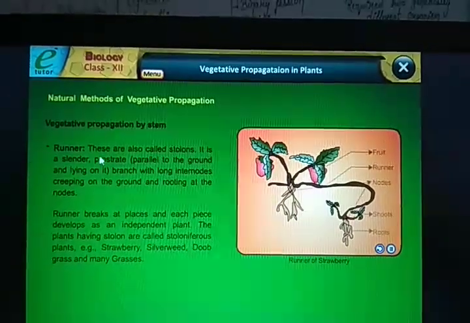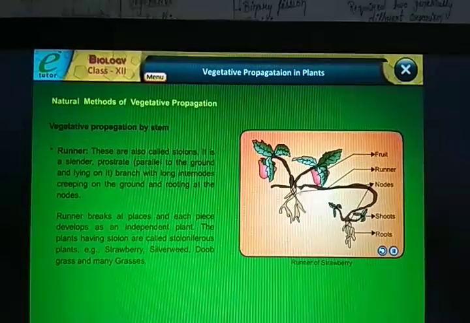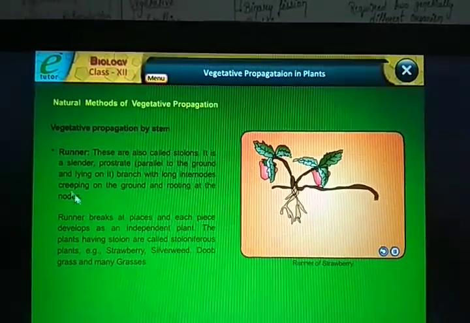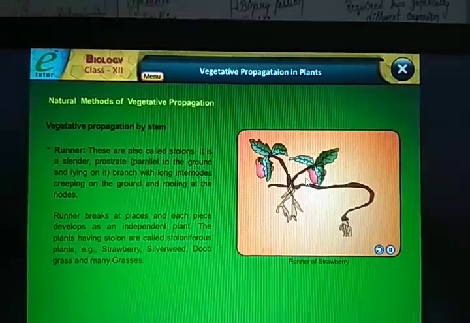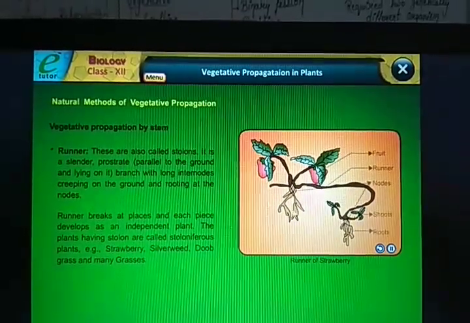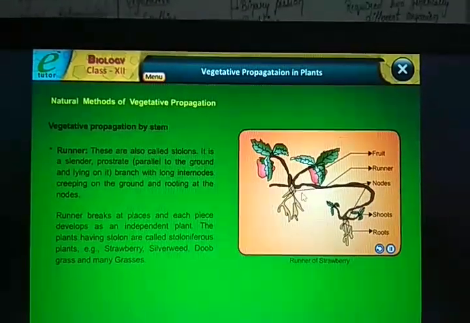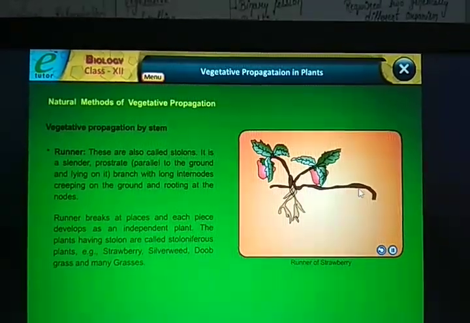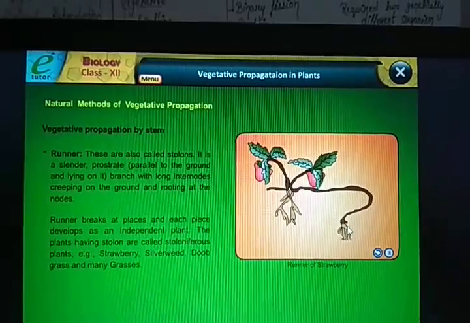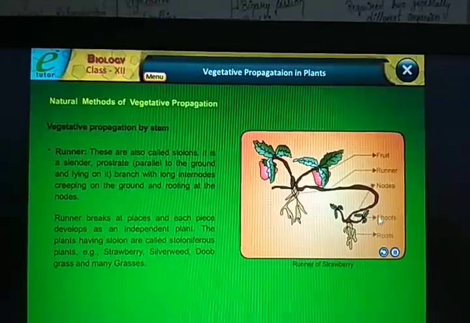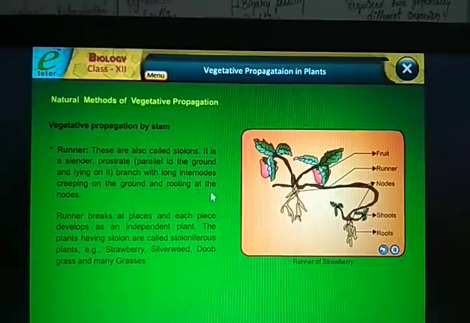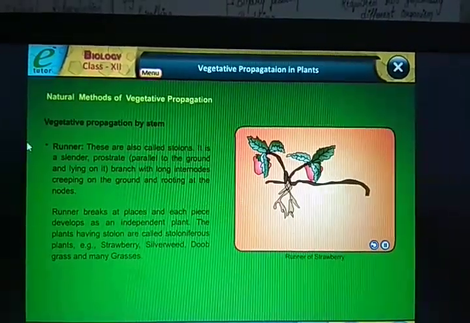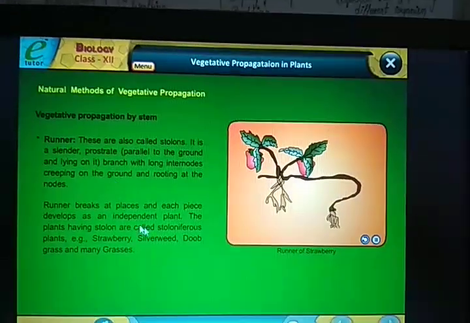The runner is an example that is present in grass and strawberry. What is a runner? A runner has long internodes between two nodes, and you can see this very clearly in this grass and certain other plants. It also helps in producing new plants. Strawberry is also an example of a runner.